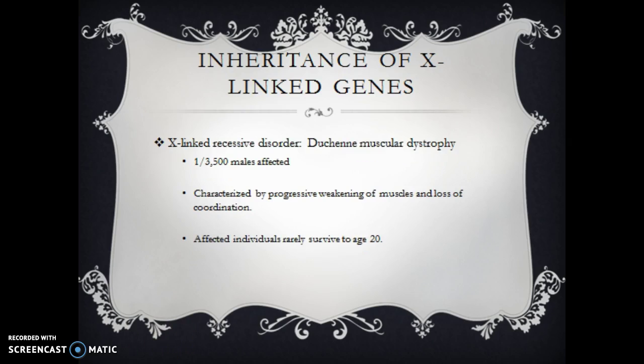So we're going to look at a few examples of X-linked disorders, which happen to be recessive. The first one is muscular dystrophy. It affects 1 in 3,500 males, and it's characterized by a continuous weakening of muscles over the course of life. As a result of muscles being weakened, you tend to lose coordination, start stumbling a little bit. Affected individuals usually don't make it to age 20. They die relatively young. So that's muscular dystrophy. We're going to be talking about another one here in a second.